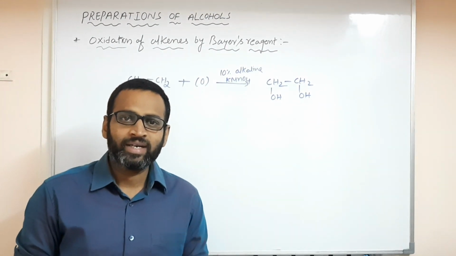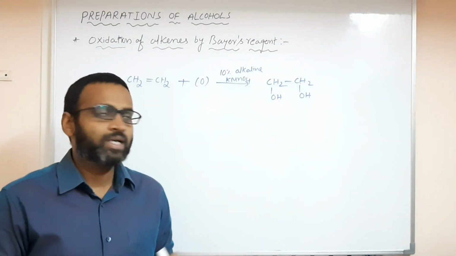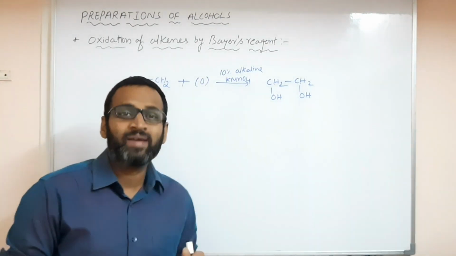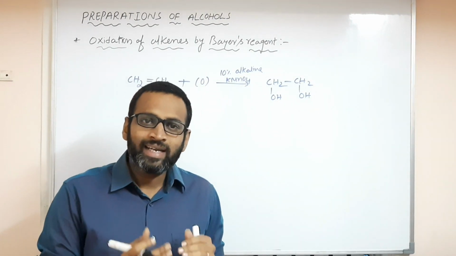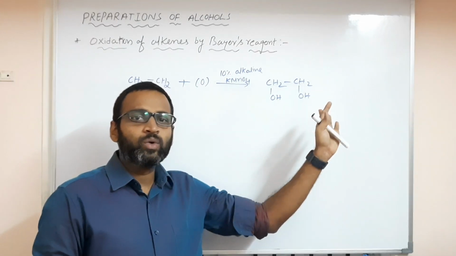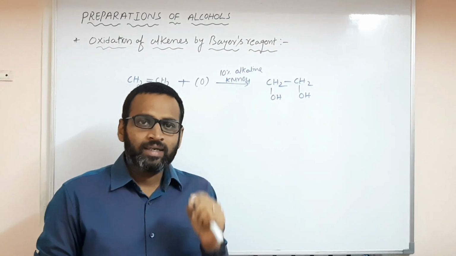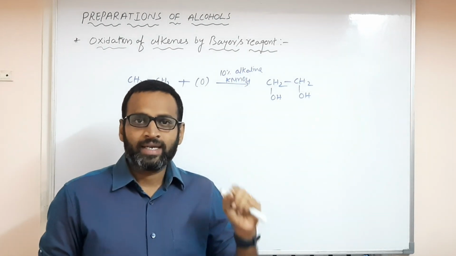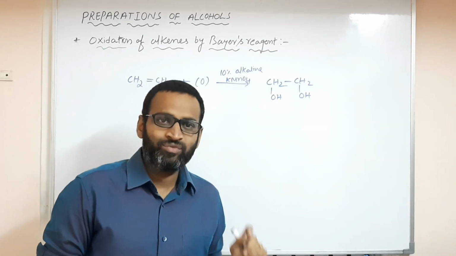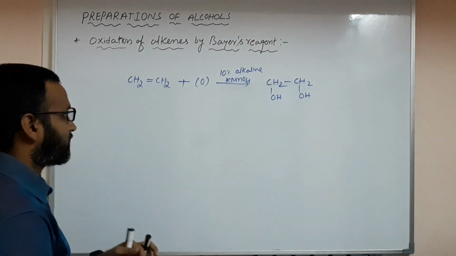Alkenes when treated with Bayer's reagent, that means 10% alkaline, basic KMnO4. Diluted KMnO4 gives diols. Simply remember: alkene treated with 10% alkaline KMnO4, diol is the product. Wherever you have a double bond, there you have two OH groups.